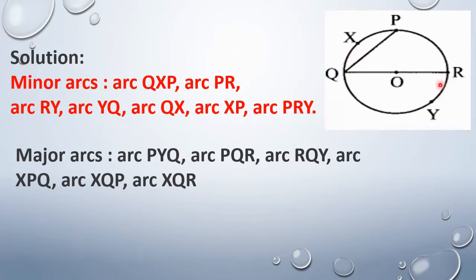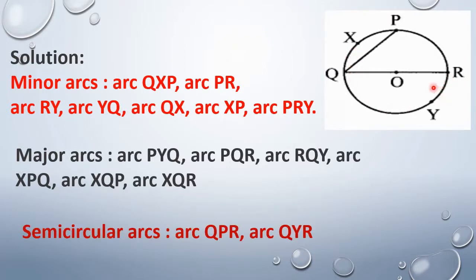Now we have to find the semicircular arcs. The semicircular arcs are arc QPR, this is a semicircular arc. And next is arc QYR. These all are semicircular arcs.